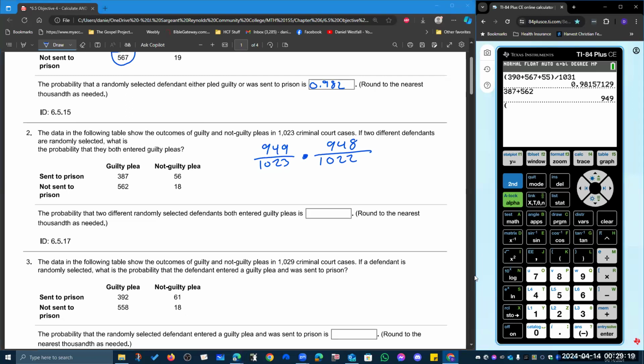So this is 949 divided by 1023 times 948 divided by 1022. And this rounded to the nearest thousandth is 0.860.